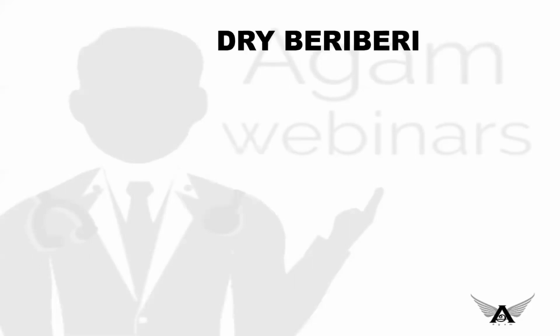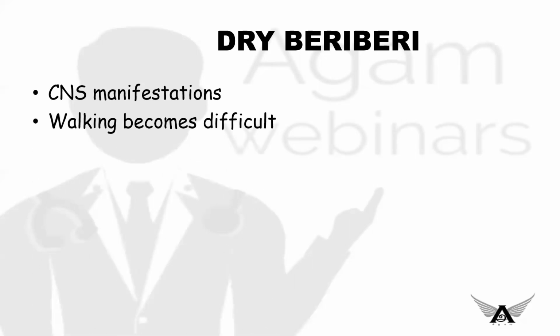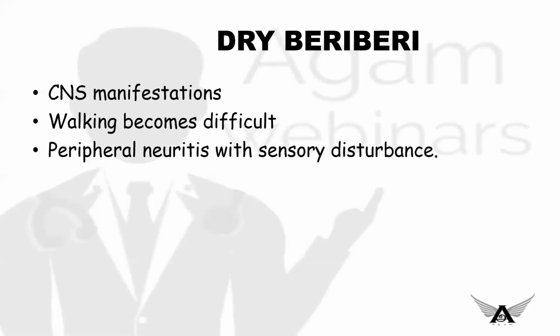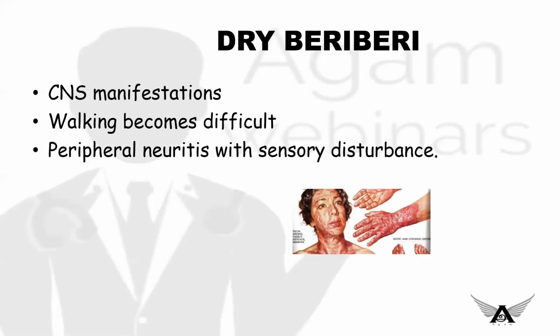First, dry beriberi. Dry beriberi presents with CNS manifestations, which means the central nervous system is damaged, and walking becomes difficult. Peripheral neuritis with sensory disturbance leads to paralysis of muscles. When peripheral nerves are damaged, it leads to a condition called polyneuritis. This polyneuritis condition is mostly observed in chronic alcoholism. Polyneuritis is sometimes observed in pregnancy and also in old age.